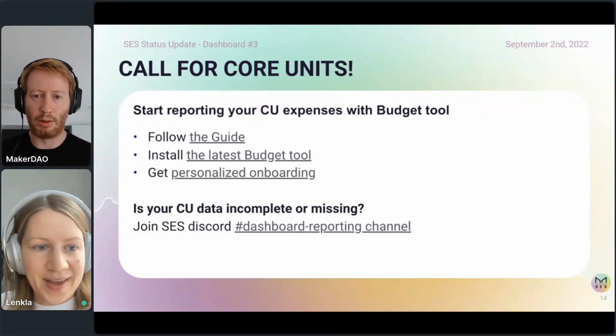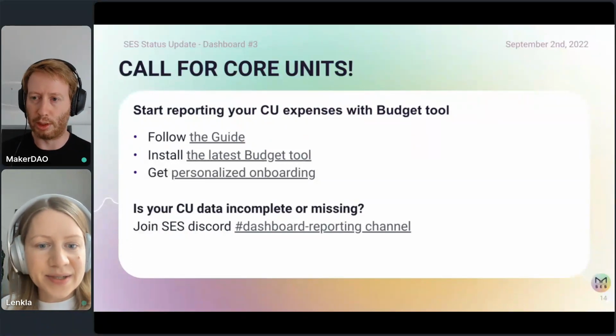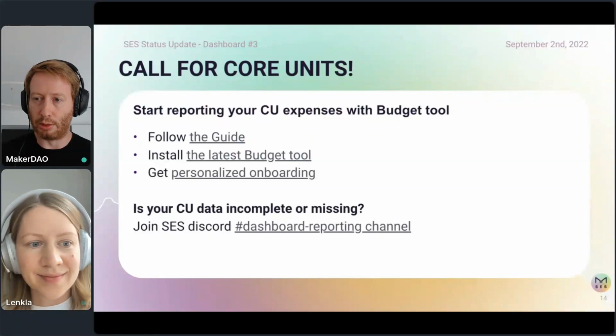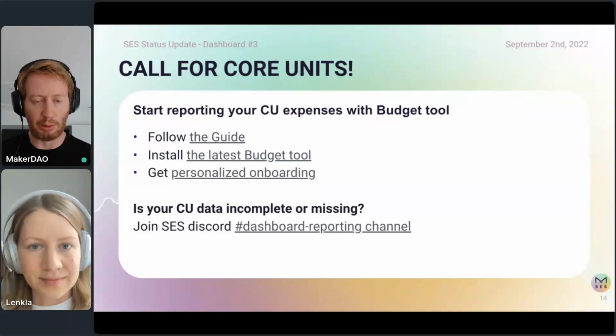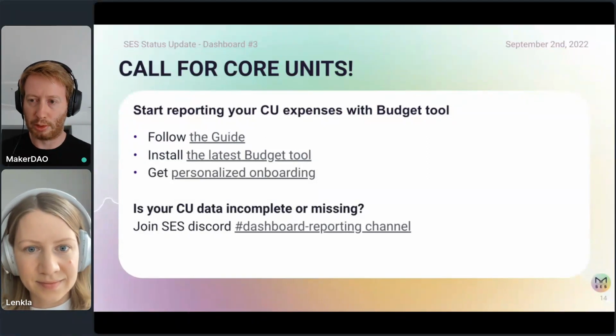Yeah, Lenka, there is actually a very relevant question here from Peyton. He's asking, what are the automation options available for the dashboard? GovAlpha's numbers are in a public spreadsheet. So this is what the budget tool facilitates, right?